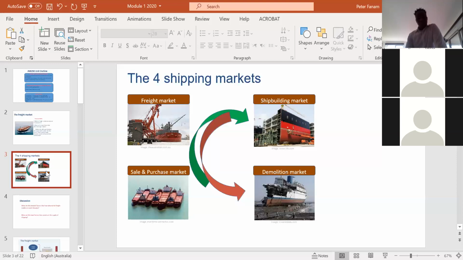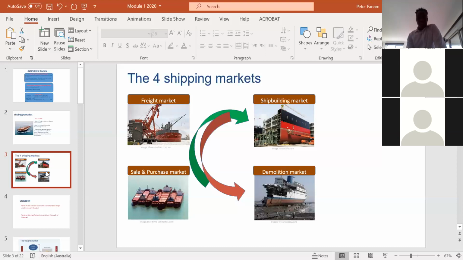But the only market in which the ship owner doesn't get revenue is new building. The money goes out of the business and they don't get any money back, but rather they get a new vessel. But in the second-hand and demolition markets, they get revenue.